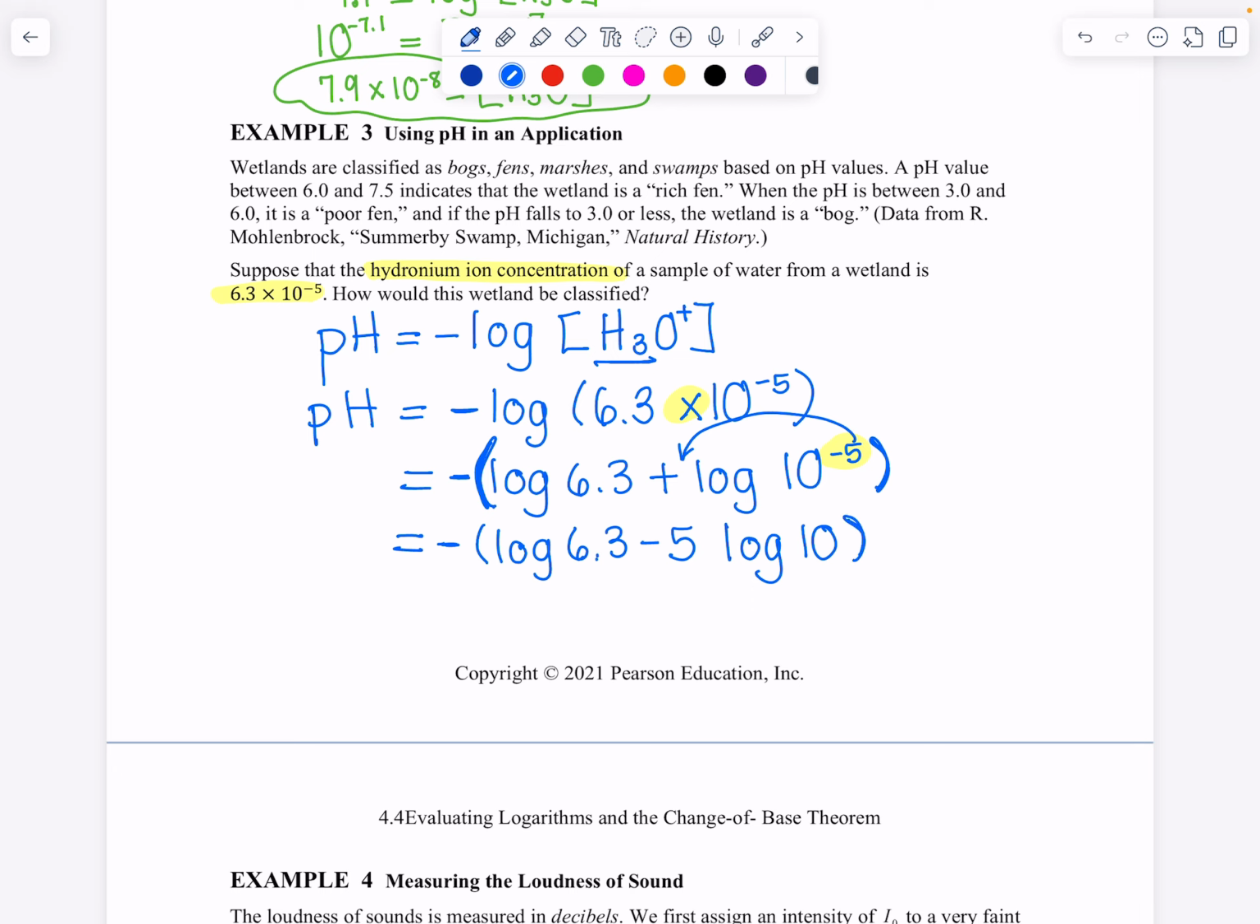Now, we have simplified and used all the properties we can use right now. If you want to, we could distribute this negative on the outside to this, and distribute it to this. Let's do it. We get negative common log 6.3, and then a negative and a negative give me plus 5 log 10. You all, we could just put it in the calculator like this too, and we could go from here. But one thing you all should be able to see is this right here.